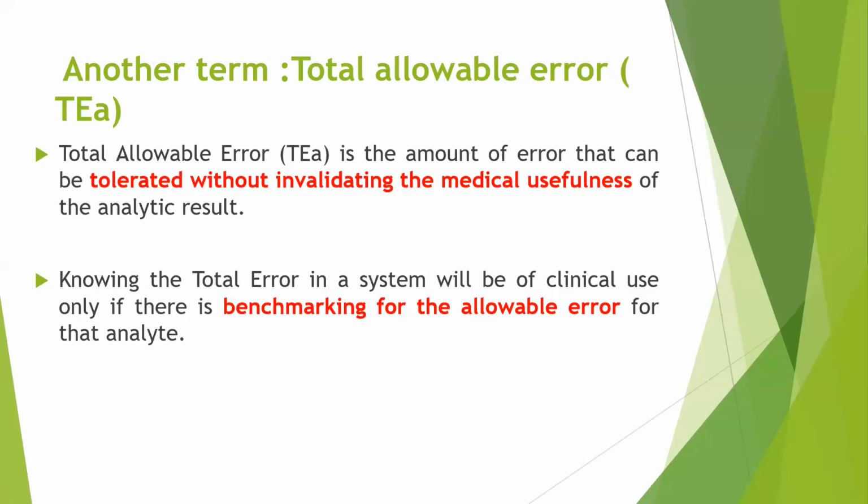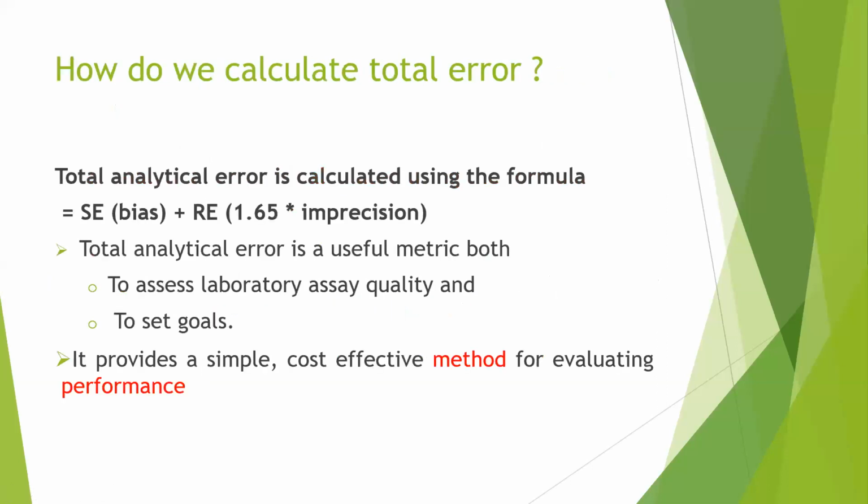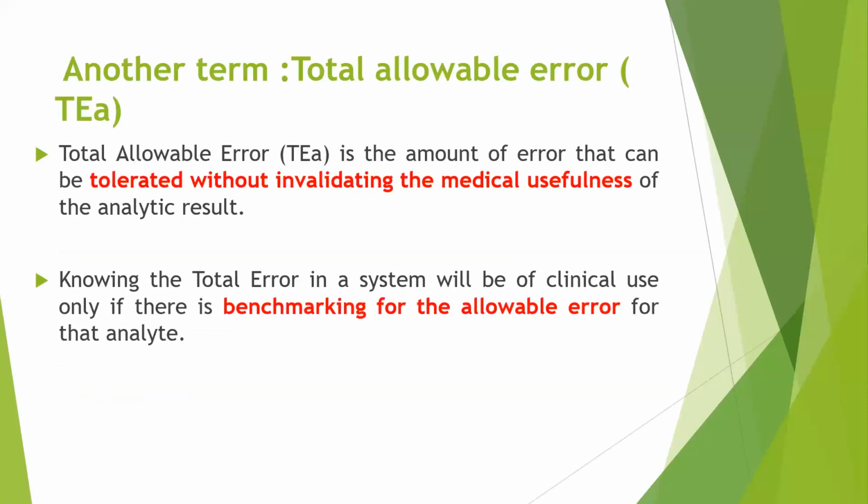So in the previous slide, we have seen that we can use this formula with systematic error and random error to get a total error. Then we come to a new term called total allowable error. That means if the error is beyond that, then the medical usefulness of the result is invalidated. It's of no use to us.